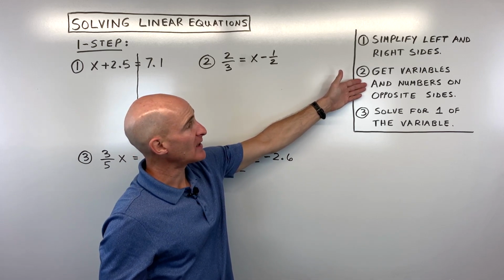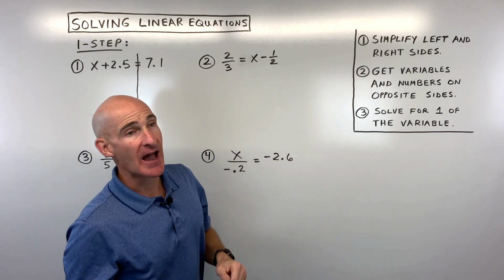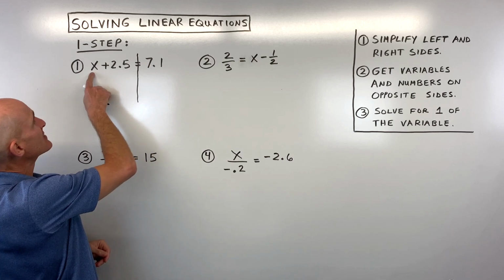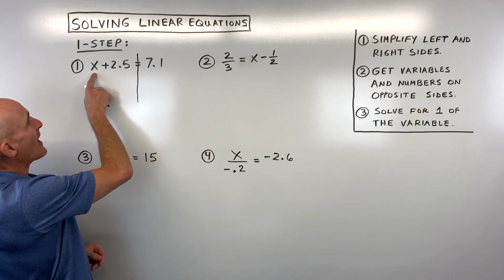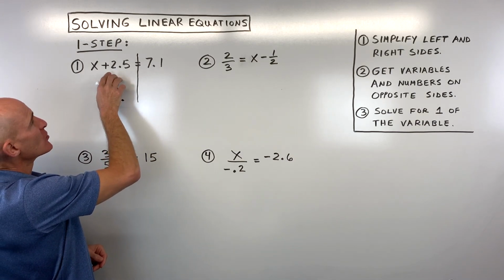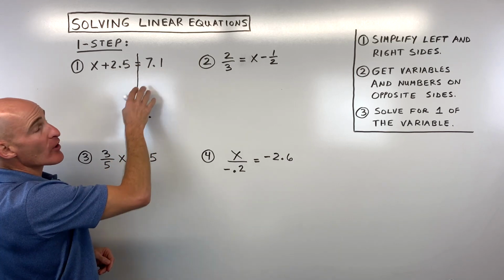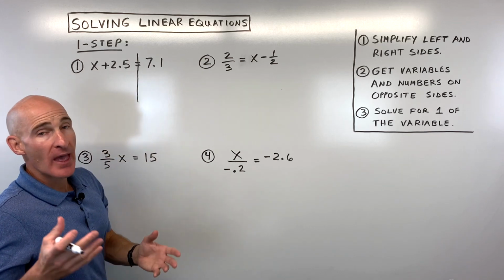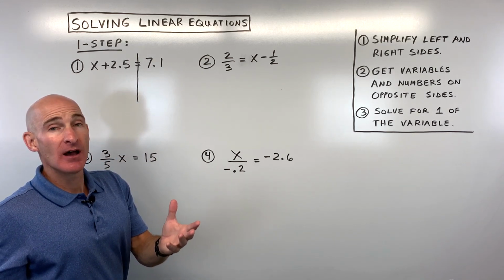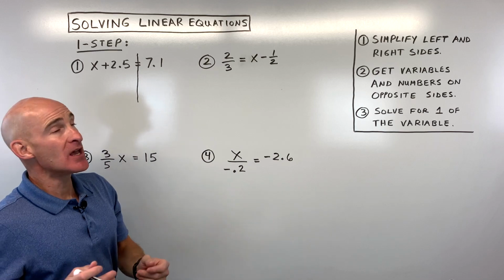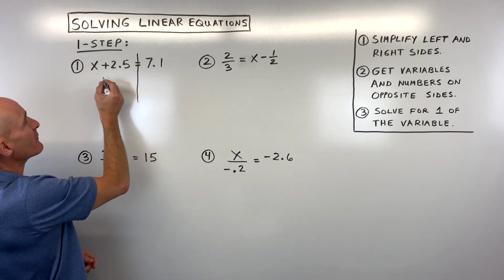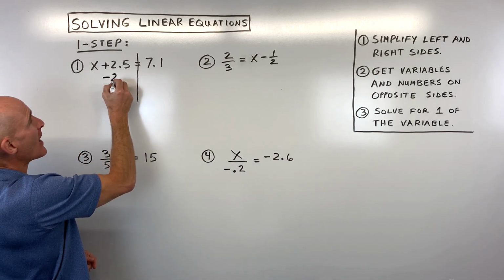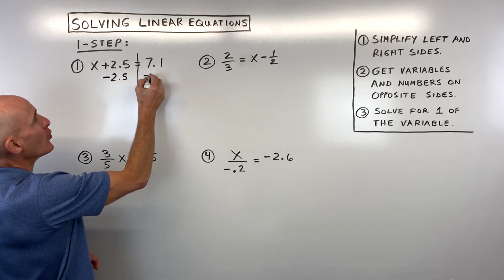I want to get the variables and the numbers on opposite sides. Right now I can see that this variable, this unknown quantity x, is on the left. So I want to get the numbers on the right side. The way you do that is you do the opposite. Adding and subtracting are opposites, multiplying and dividing are opposites. In this case, since we're adding 2.5, let's do the opposite. Let's subtract 2.5 from both sides.